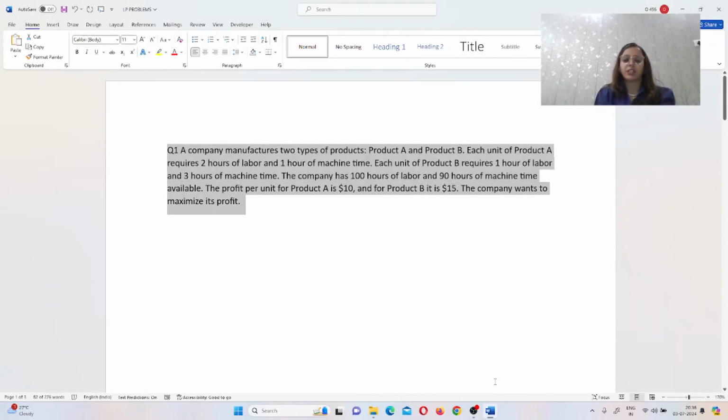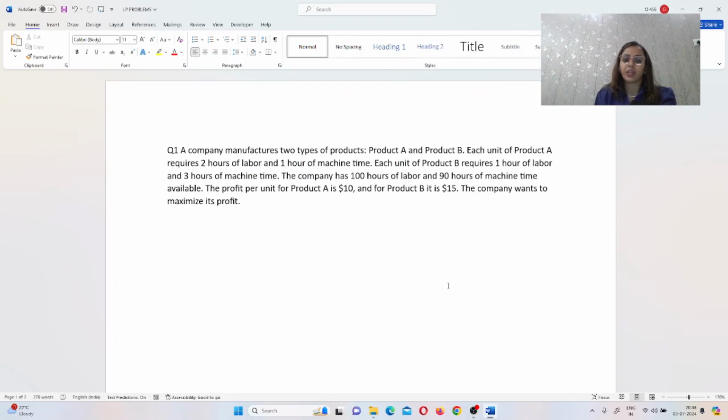Just read this case study properly and then we will discuss more detail about all this. It is given to you: a company manufactures two types of products, product A and B. Each unit of product A requires 2 hours of labor and 1 hour of machine time. Each unit of product B requires 1 hour of labor and 3 hours of machine time.